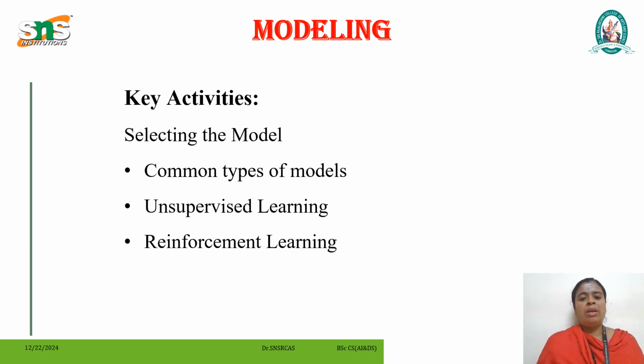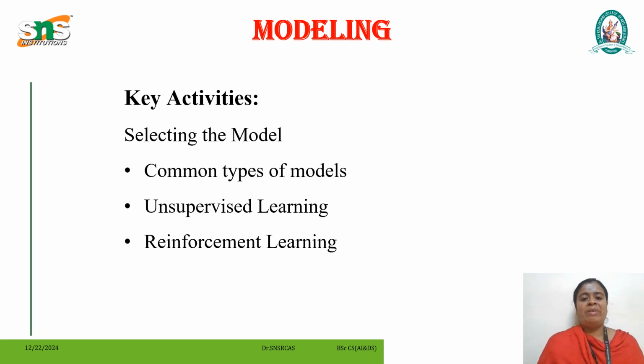Next one, common types of models. Supervised learning models learn from the labeled data to make predictions. Classification is for the categorical outcome, for example logistic regression, decision tree, random forest and support vector machines. Regression is for the continuous outcome, for example linear regression, ridge regression, neural network.